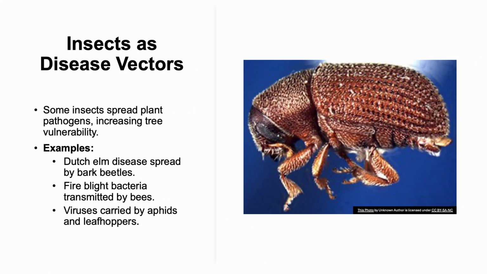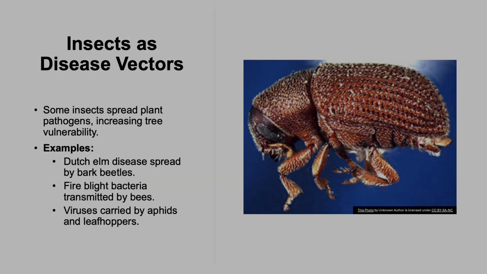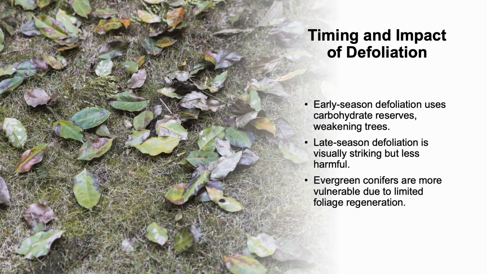Some insects act as vectors, spreading plant pathogens and increasing tree vulnerability. Bark beetles, for example, transmit the fungus responsible for Dutch elm disease. Fire blight bacteria are often spread by bees, and aphids and leafhoppers can transmit viruses. Managing these insect populations not only protects the tree from feeding damage but also helps prevent the spread of harmful diseases. The timing of defoliation significantly affects tree health.